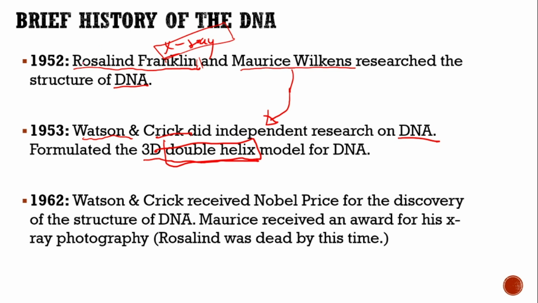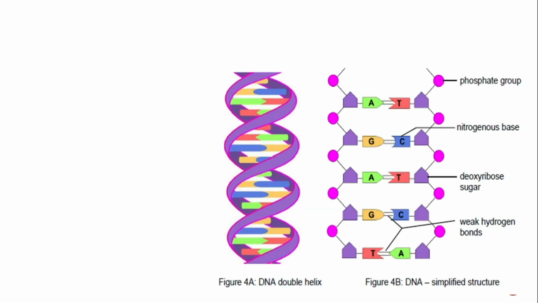But I personally think Rosalind Franklin, as a woman, is the mother of discovering the double helix. If she didn't die, she would have also come to the same conclusion as Watson and Crick. So basically, what is the double helix? This is the double helix structure, right?